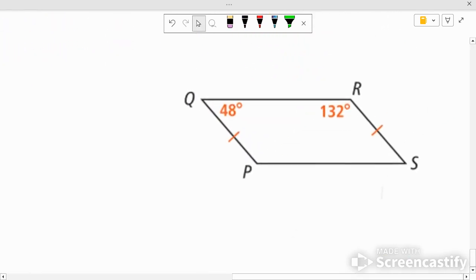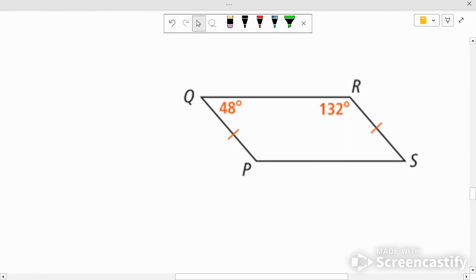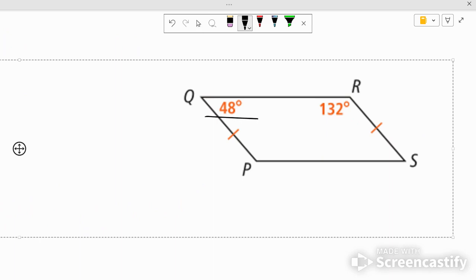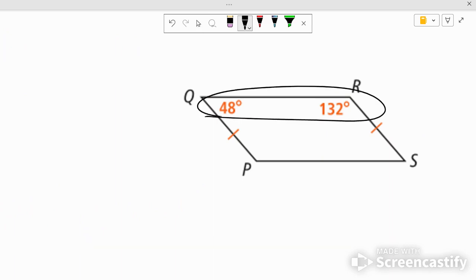Is this a parallelogram? Is there enough to say that's a parallelogram? These are supplementary, so it makes this parallel to this. This is my, if one set of sides is both parallel and congruent, it's a parallelogram. This is a yes.